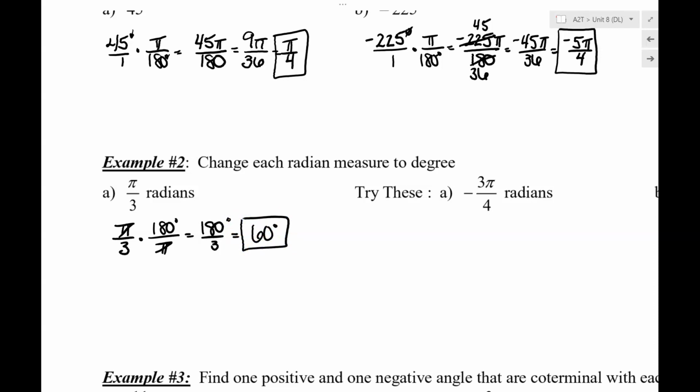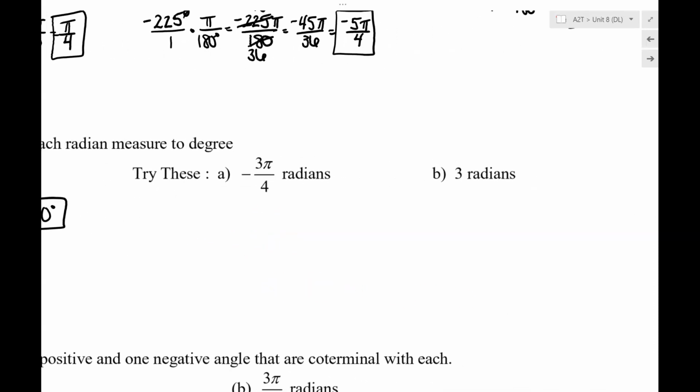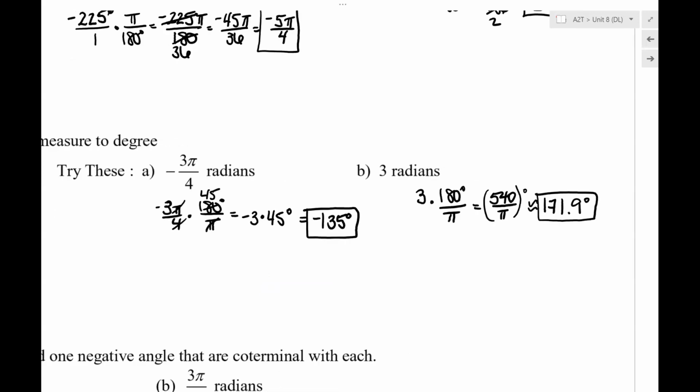Excellent. Okay, for these two, again, pause my video. Pause it, and try yourself. Welcome back. I hope you paused. Okay, so for A, we see right away that it's got that denominator of 4, so we know it's going to be a 45-degree reference angle. And when we work it out, we get negative 135 degrees. Did you get the negative?